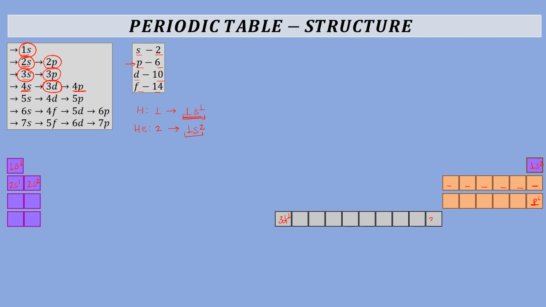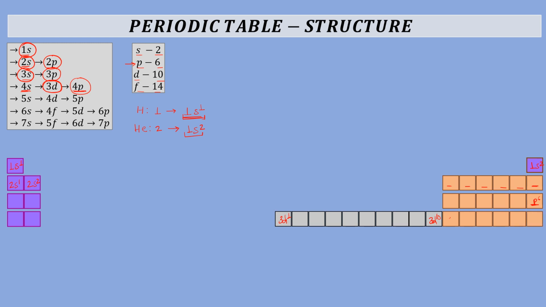And we know that the d subshell can contain a maximum of 10 electrons, so we will be filling the electrons up to 3d10. Okay, and then the filling of the 4p orbital will begin just like this.